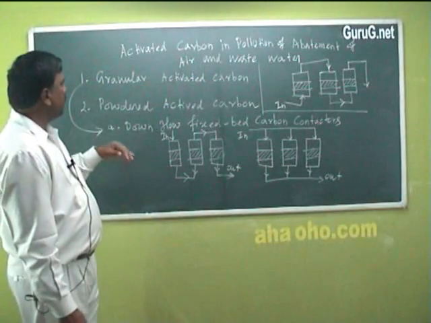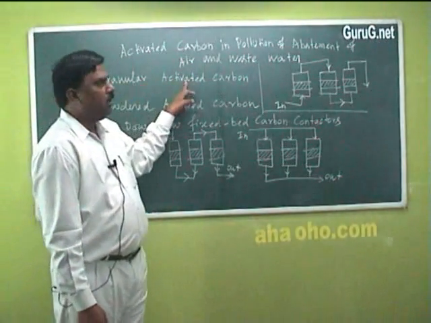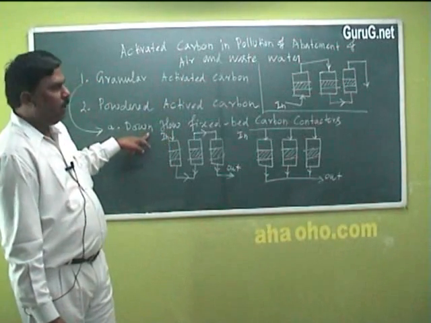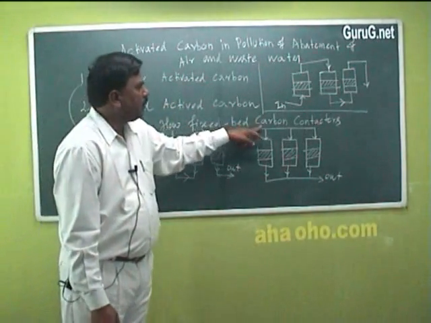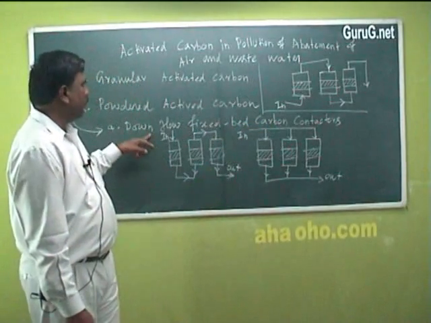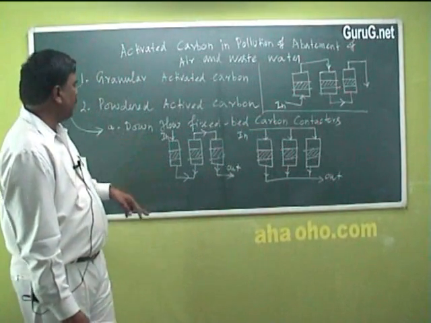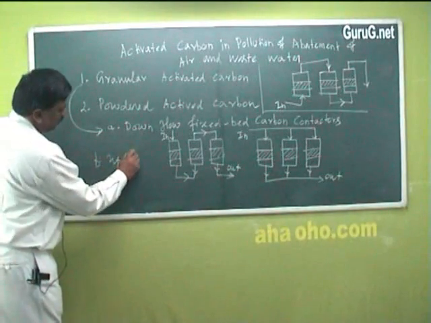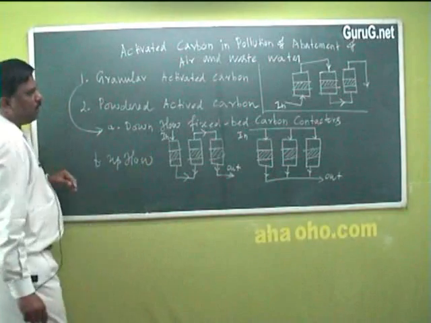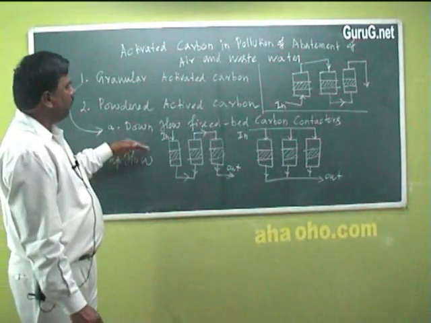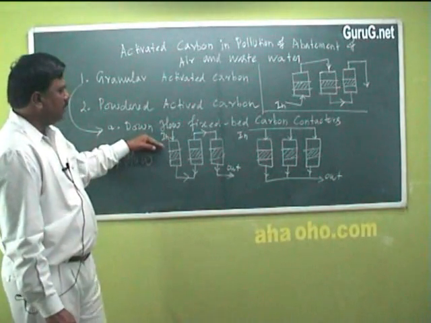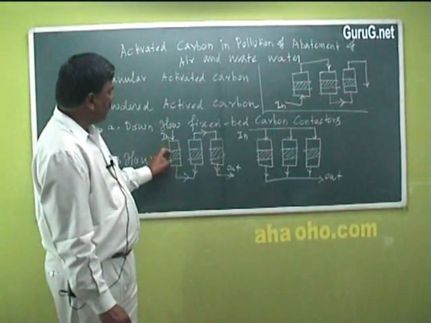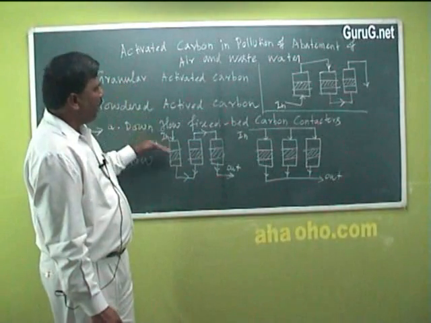There are two methods in granular activated carbon for the purification of air and water. One is the downflow fixed bed carbon contactor. Another is the upflow fixed bed carbon contactor. In the downflow fixed bed carbon contactor, there are three columns, and the three columns are packed with granular activated carbon.